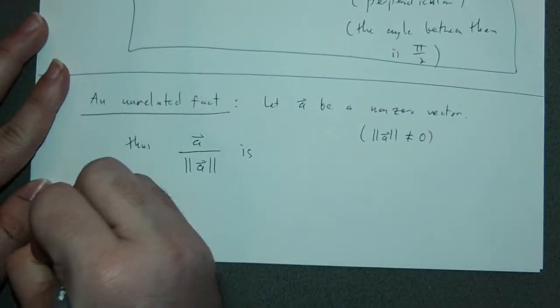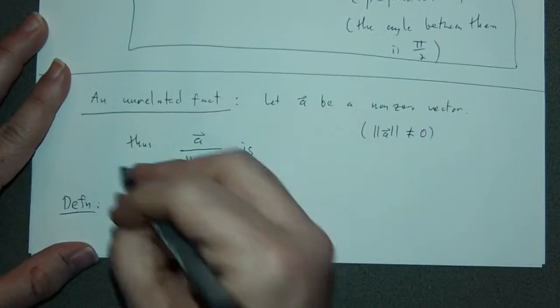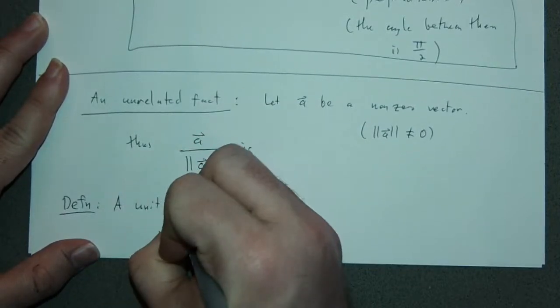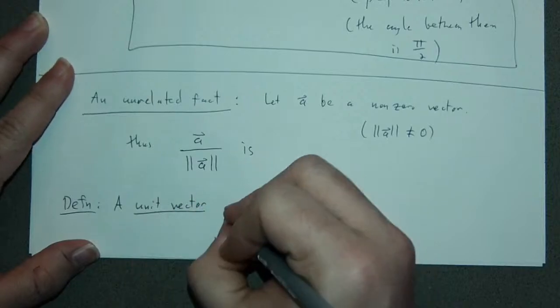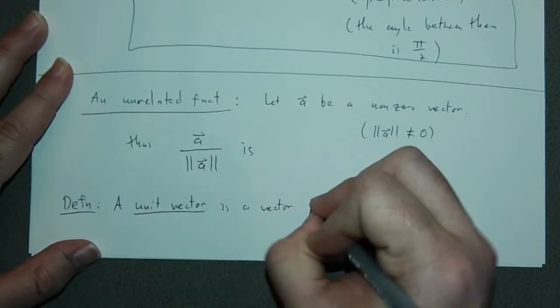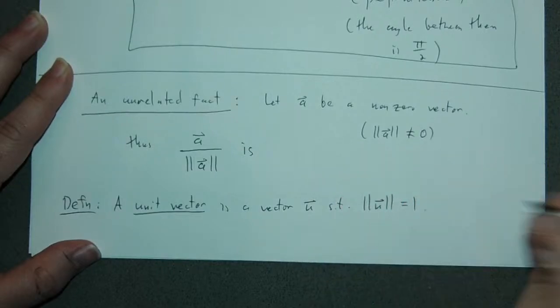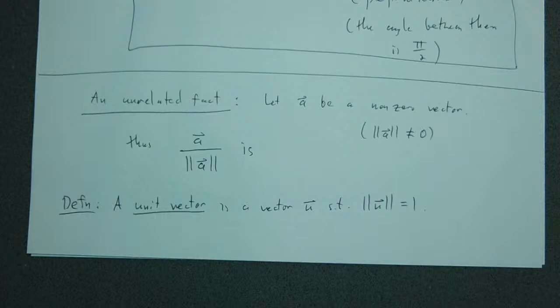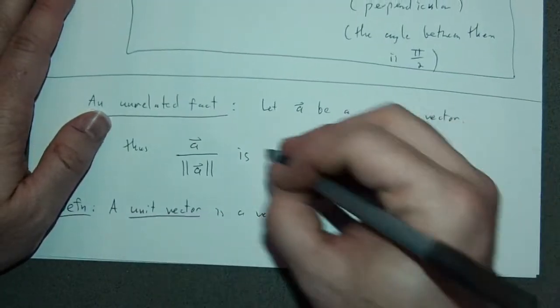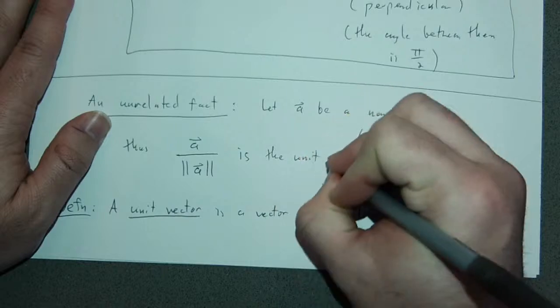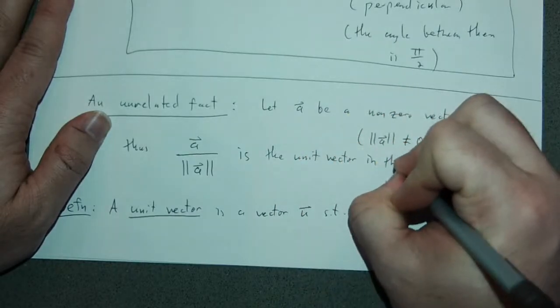Before I can say that, I have to make a definition. So a unit vector is a vector, we'll call it U, such that the length of U is 1. That's what a unit vector is. It's just a vector whose length is 1. This vector A divided by the length of A is the unit vector in the direction of A.